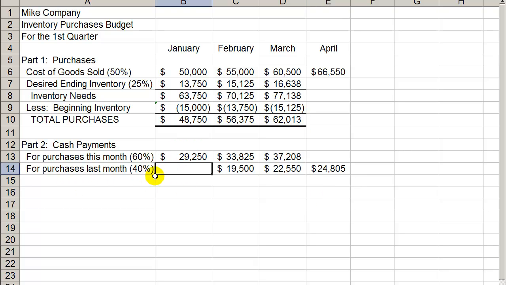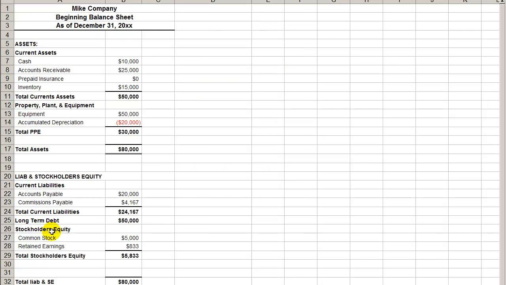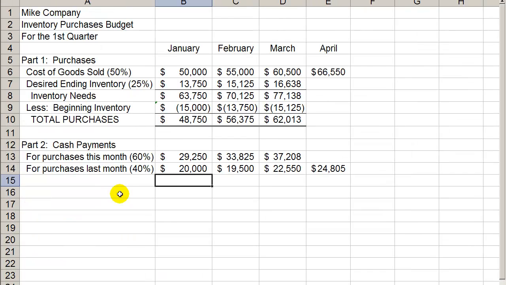Now in January, this 40% relates to 40% of December's purchases. It also represents an amount that you still owe from December's purchases. This amount that you still owe is the beginning balance of accounts payable. So I'm going to link back to my beginning balance sheet, the beginning balance of accounts payable of $20,000. That gives me my total cash payments for inventory purchases in January of $49,250, and you can copy that over.